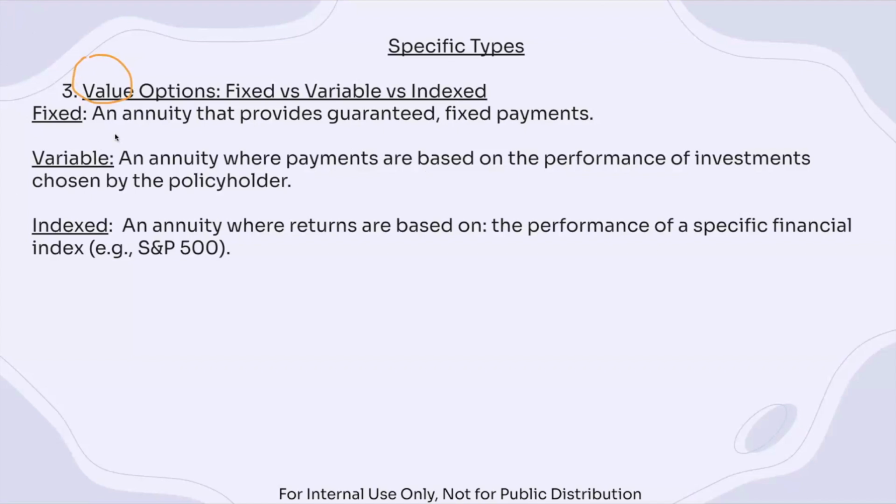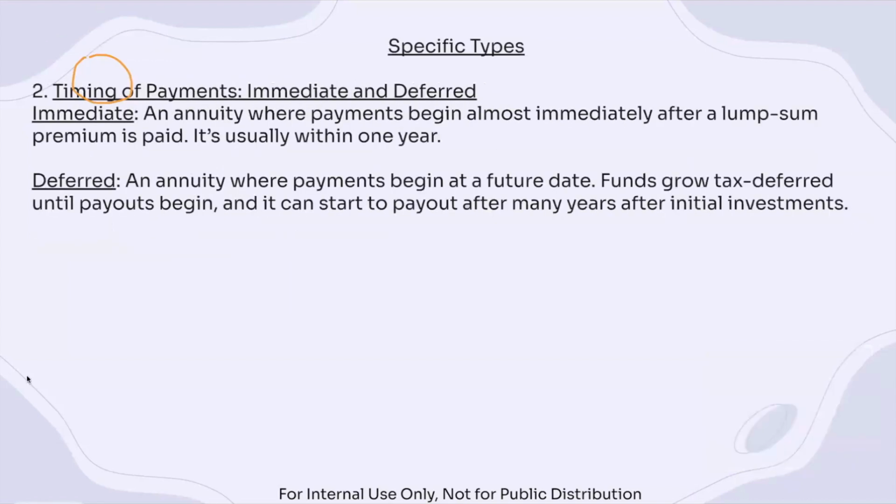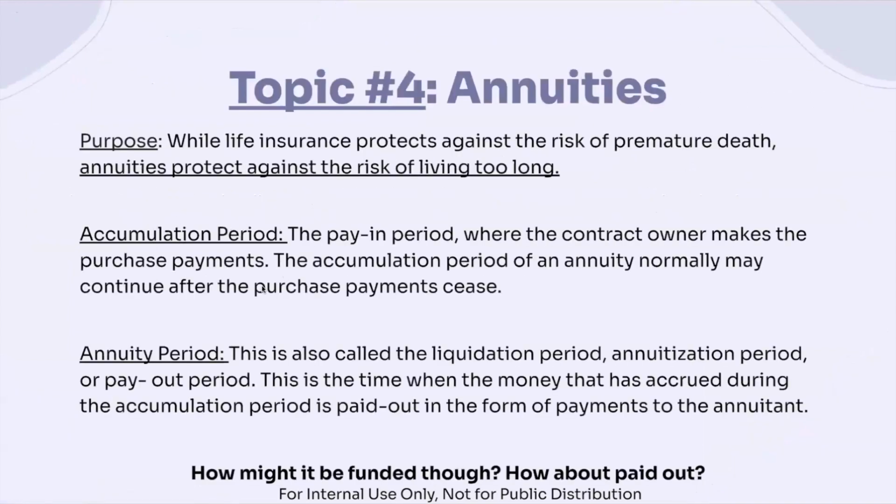With variable annuities, these are payments that are based on the performance of investments, right? So we can look at, during the accumulation period, let me go back here, the accumulation period, right?